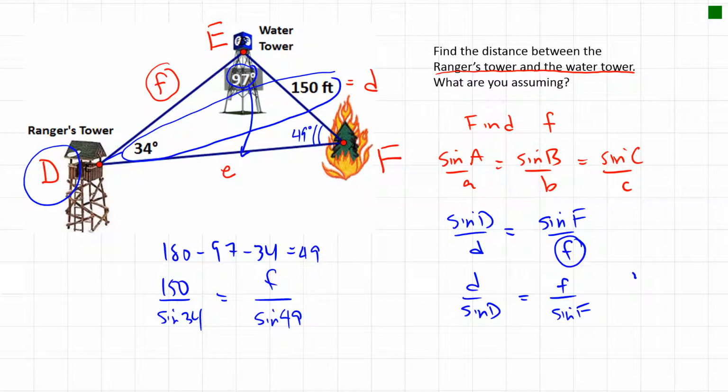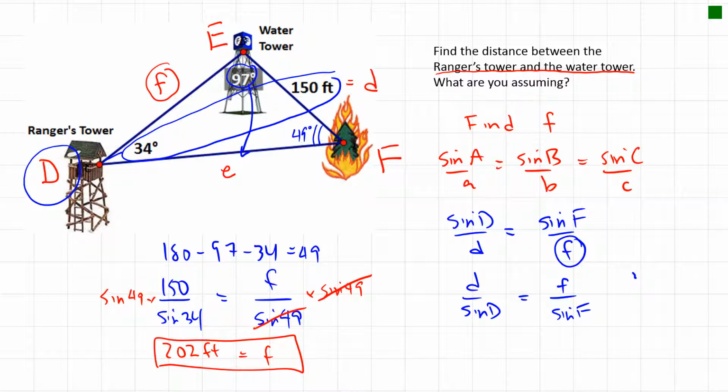Just like in the last problem, we're going to multiply both sides by sine 49. And this will cancel, and I end up with f equals 202.4. So I'm just going to round it to the nearest foot, which is 202 feet. And then I double check, does that make sense for this diagram? Yes, it looks like it's a little bit longer than 150, so that seems reasonable.